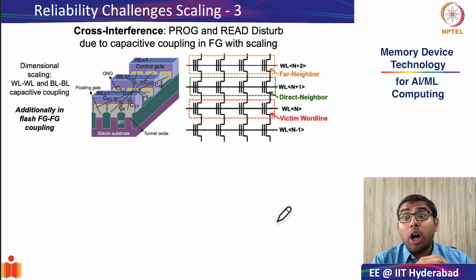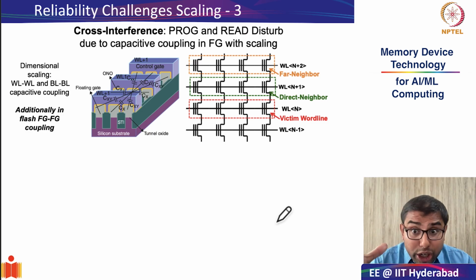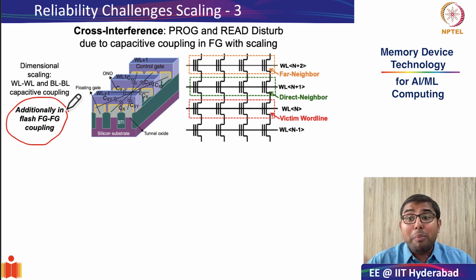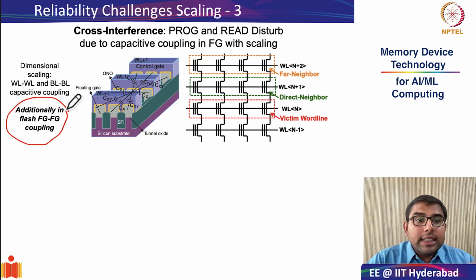Try to recall, we saw how row hammer effect happens in DRAM cells when you try to scale DRAM cells because of the cross coupling between word lines and bit lines. But in flash transistors or in flash arrays, there is an additional coupling of floating gate to floating gate. Because remember, the floating gate is also a capacitive element. So this capacitive coupling is what creates the cross interference in our NAND flash arrays.